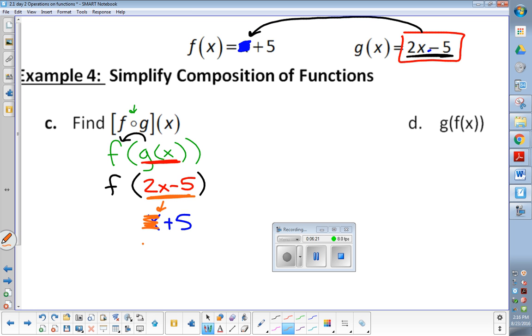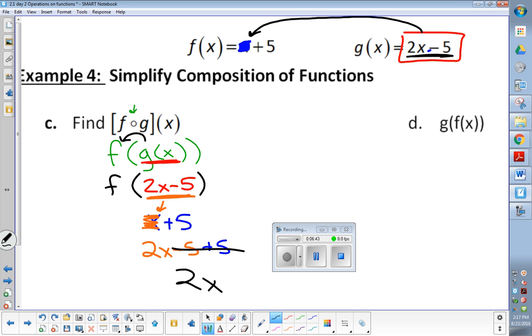So my new problem now is this, 2x minus 5 plus 5. What is 2x minus 5 plus 5 going to get me? 2x, because those two things cancel. That's it. It's not any different. It's just taking that whole equation, plugging it into the other equation. Try letter D on your own.